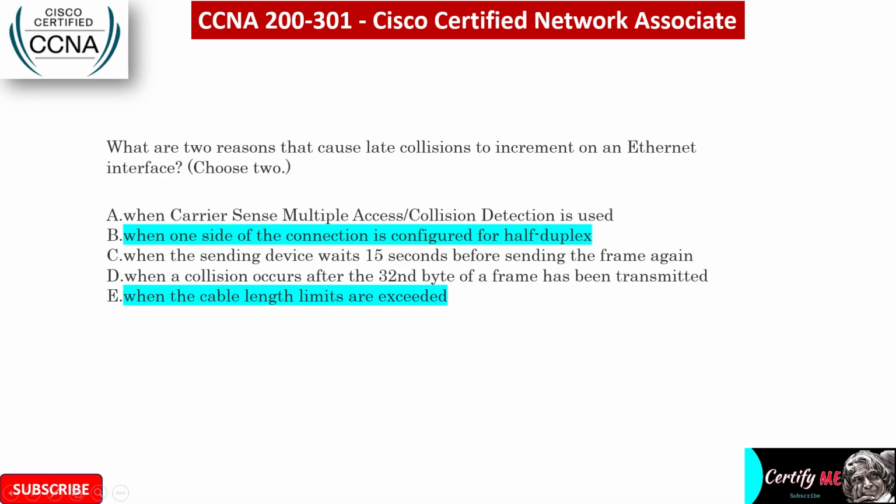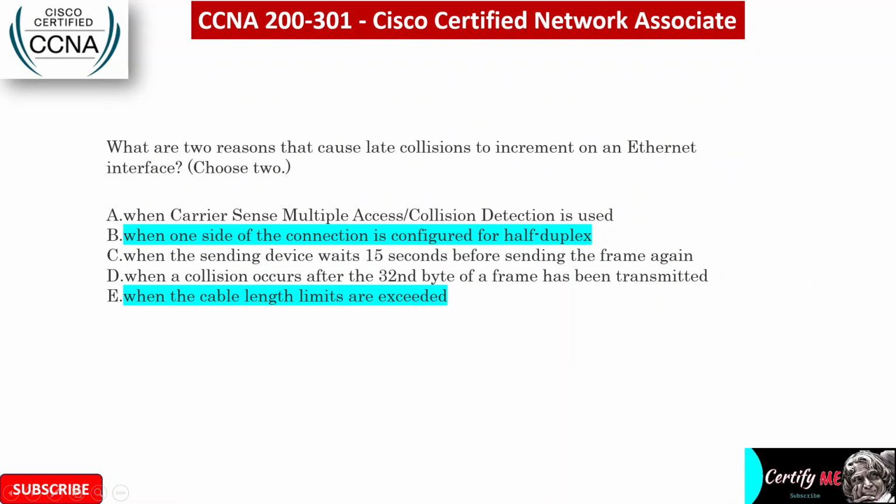What are two reasons that cause late collisions to increment on an Ethernet interface? Choose two options. The options are option A. When carrier sense multiple access with collision detection is used. Option B. When one side of the connection is configured for half duplex.